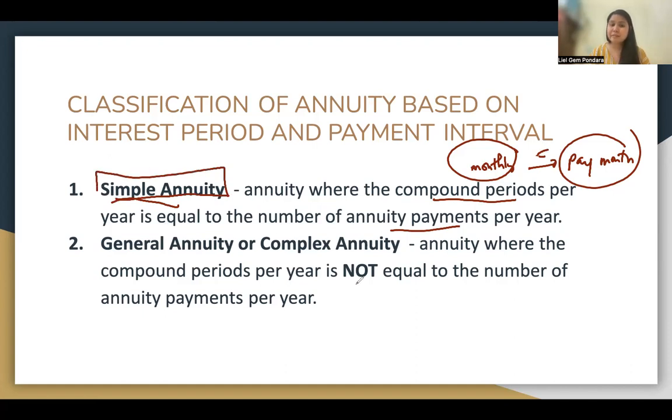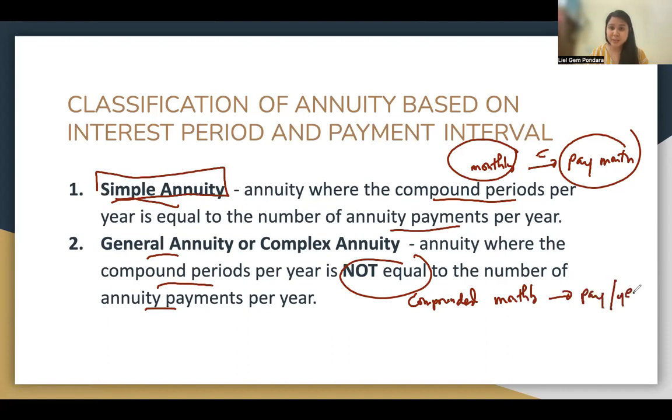But if the compounding period is not equal to the number of annuity payments in a year, then we call it a general annuity or complex annuity. Example, the loan is compounded monthly, but you will pay once a year. The compounding period and the payment interval are not the same. So it is called a general annuity.